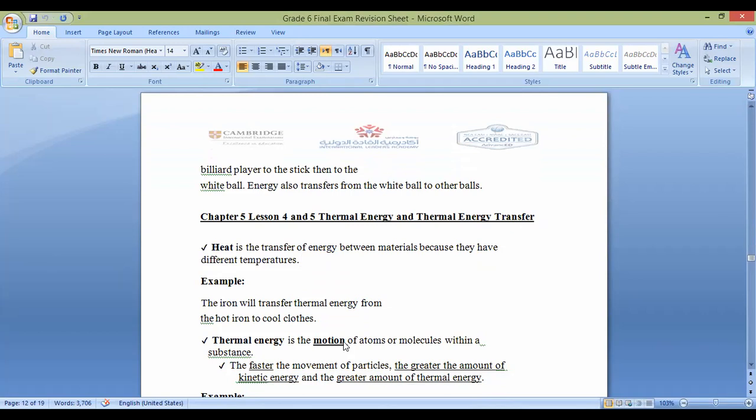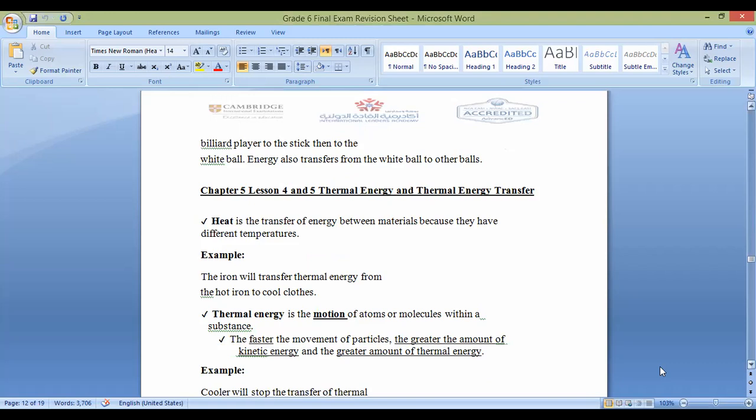Let's see who I will pick. I will pick Zena. What is heat, Zena? Yalla, tell me quickly, Zena, what is heat? Heat is the transfer of energy between materials because they have different temperatures.